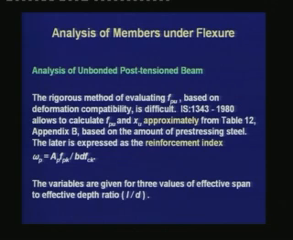The rigorous method of evaluating Fpu based on deformation compatibility is difficult. IS 1343-1980 allows us to calculate Fpu and xu approximately from Table 12, Appendix B, based on the amount of prestressing steel. The latter is expressed as the reinforcement index omega p, equal to Ap times Fpk divided by b d fck. The variables are given for three values of effective span to effective depth ratio, which is denoted as L by D.